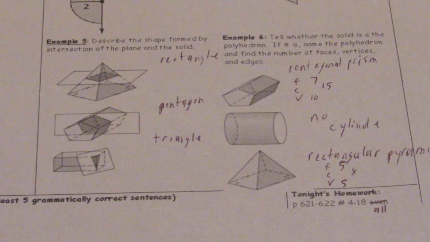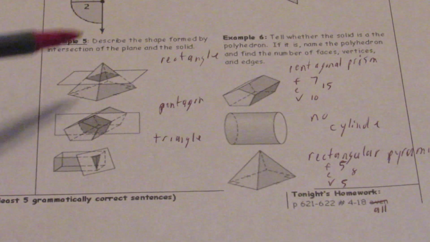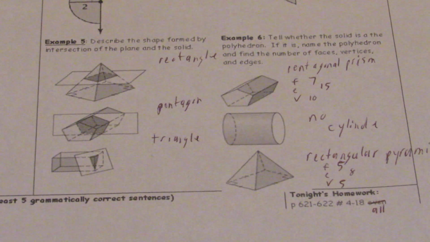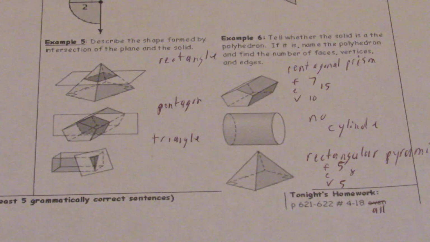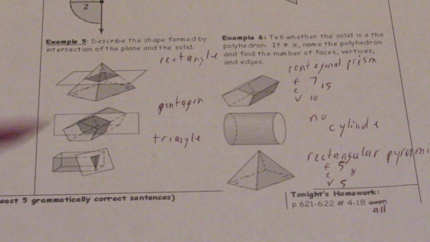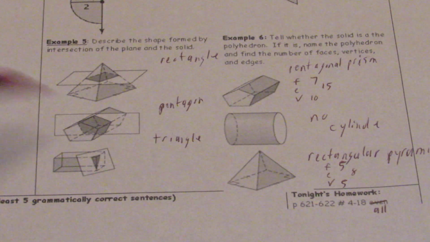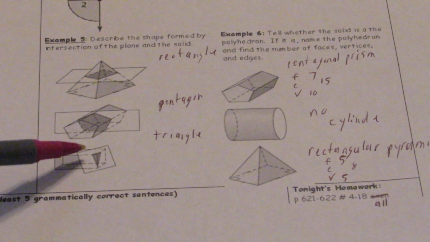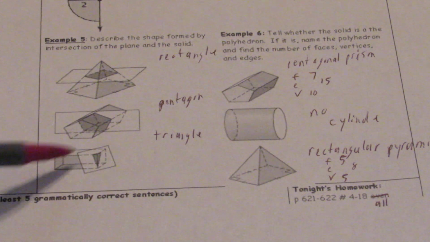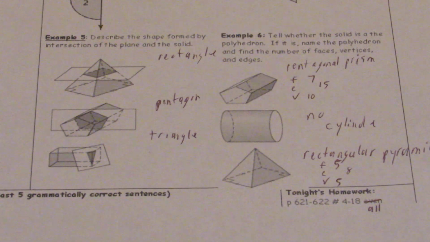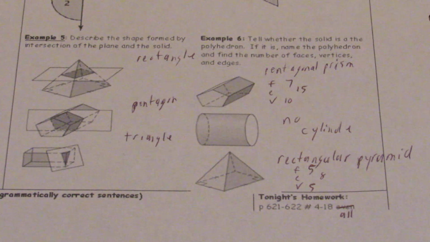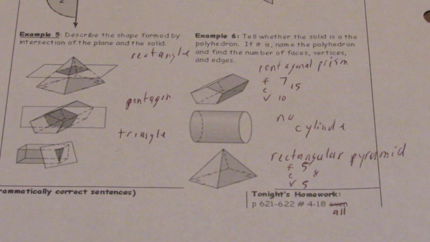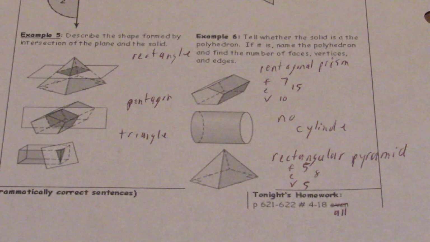Realize if you cut straight through, or what we like horizontal or vertical through a prism or a pyramid, you're probably getting something similar to the opposite side. Like here, the base is a pentagon, so we get a pentagon. Here, the base is a rectangle, we get a rectangle. If you go through on more of an angle, that's when you get a different shape, like the triangle in example 5.